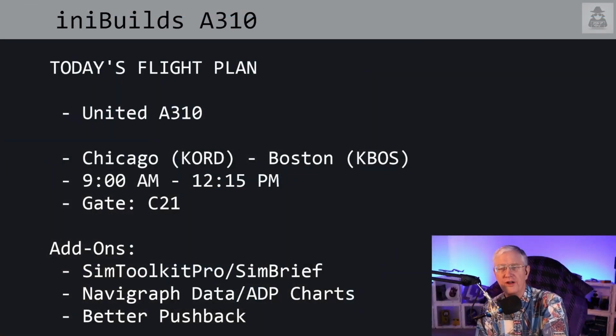So let's jump into this flight and tell you what's going to go on with this video. This is what I call a cold and dark video, and today's flight plan is to take a fictional United A310 from Chicago to Boston. Departure time's 9 a.m. We should get to Boston a little before lunchtime. We're at O'Hare Gate C21.